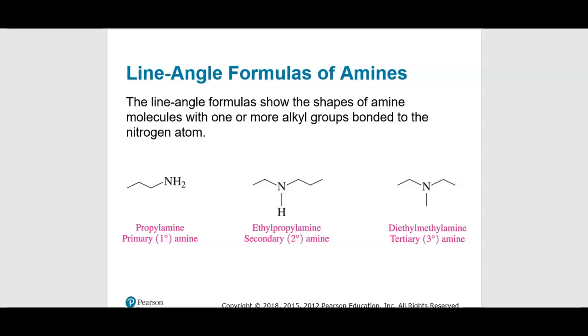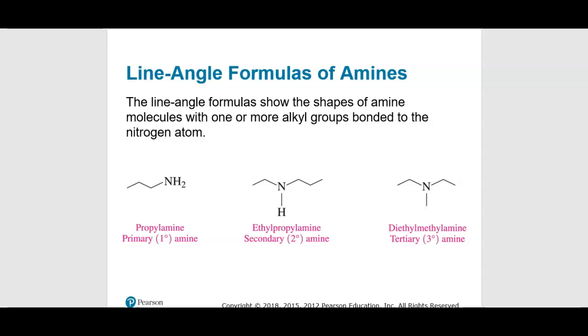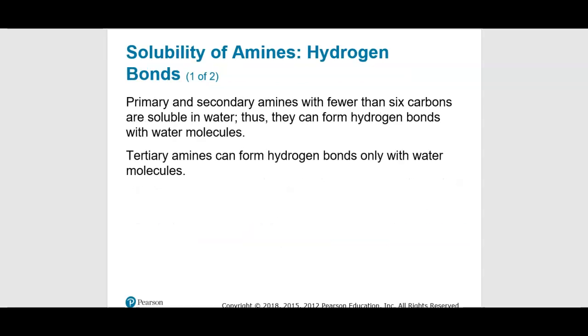Okay. So there's diethylmethylamine, which is, isn't that one we just did? Diethylmethylamine? Yeah, we just did that one. Okay. So there's that. You show the shapes of the amine molecules with one or more alkyl groups attached. These line angle formulas are showing those with one or more groups. We're really using the same conventions for these. We're just adding to the terms we need to use because of the increasing numbers of functional groups.